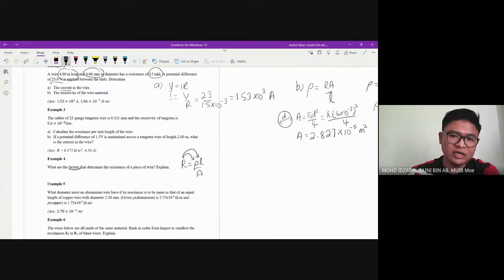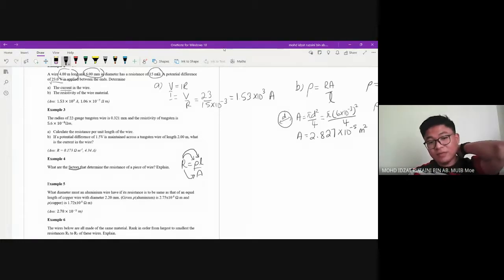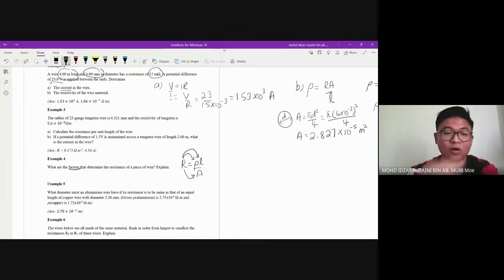Or resistance can also be affected by the cross sectional area. What does it mean? R is proportional to 1 over A, or R is inversely proportional to A. So if A is low, then R is high. So do you want a small wire or a big wire? That's why we sometimes see that the cable has to be a big cable, because you want to reduce the resistance. Okay, that's for example 4.